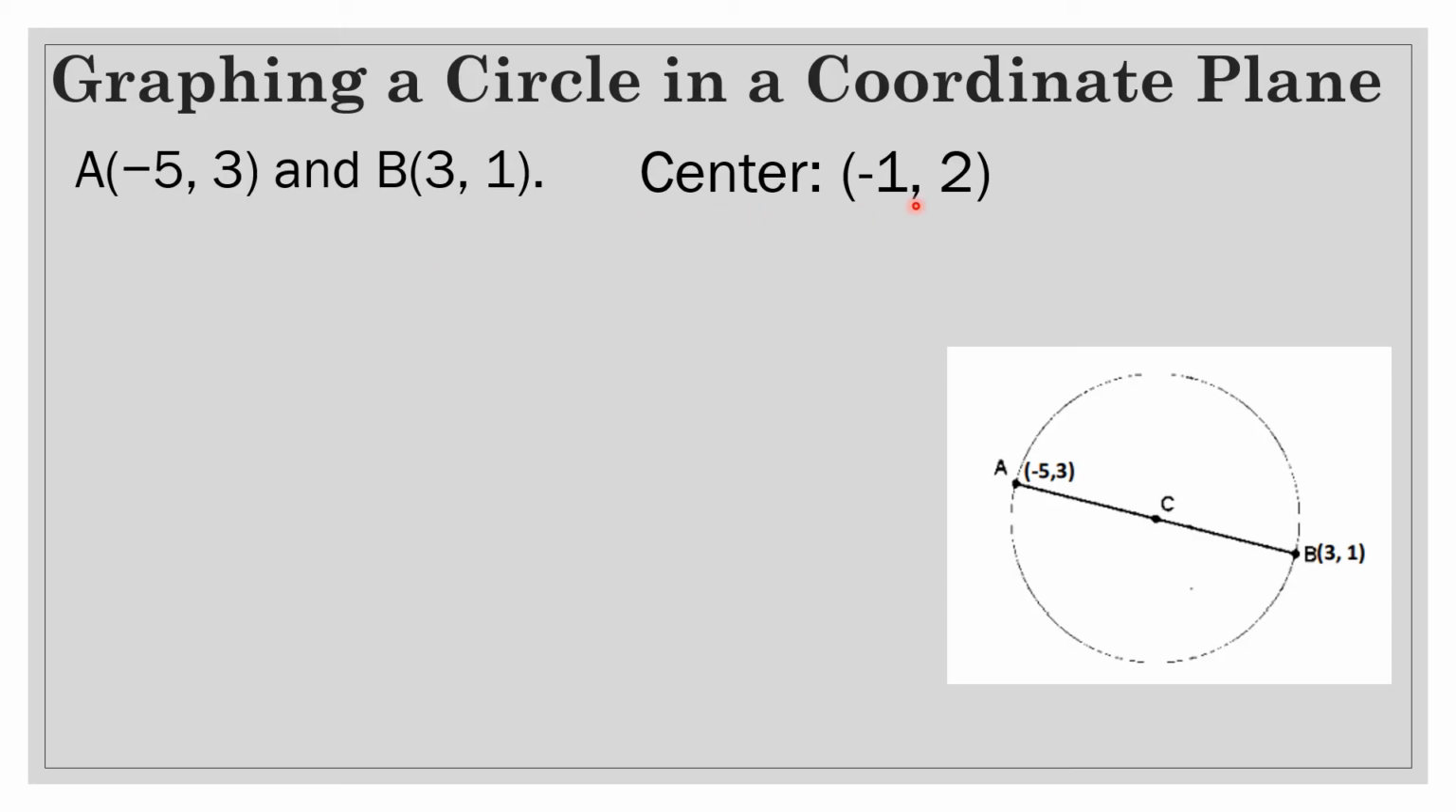Ayan, since alam mo na yung center mo na (-1, 2), ngayon, kunin mo naman yung measurement ng iyong radius, of course, using the distance formula. So, ang gagamitin natin x sub 1 ay yung point B. So, x sub 1 is 3, y sub 1 is 1. Pwede mo rin gamitin yung point A, same lang din yung answer. Pero, ang choice ko lang dito is gamitin yung point B. Yung center natin ang ating x sub 2 tsaka y sub 2.